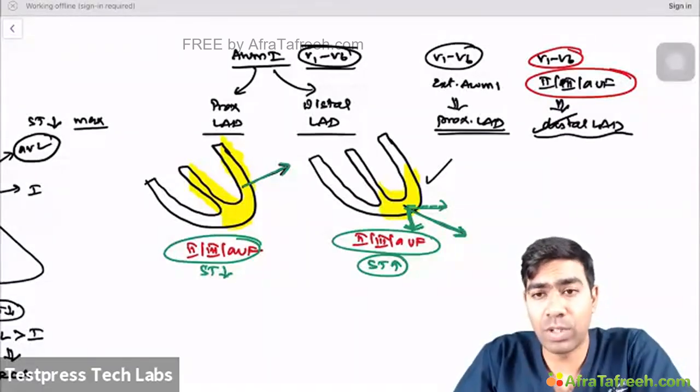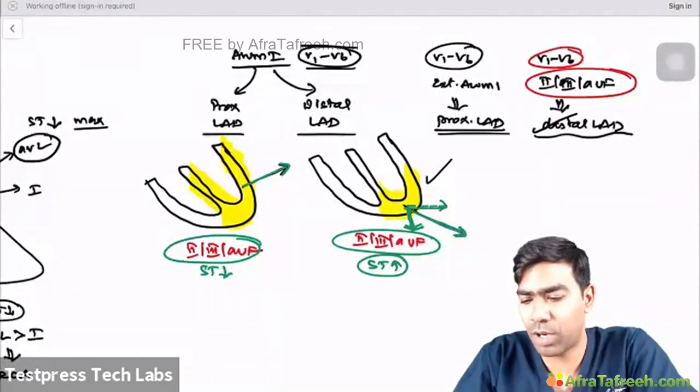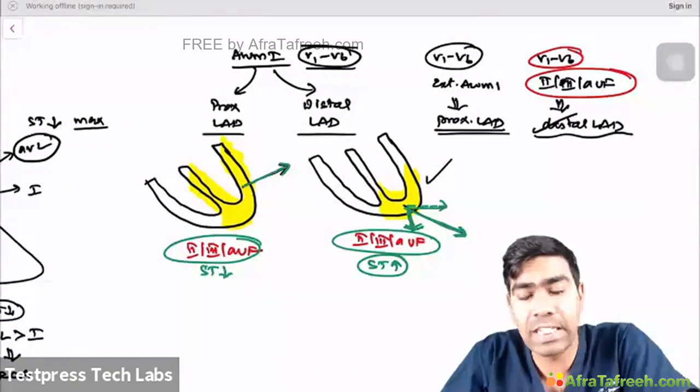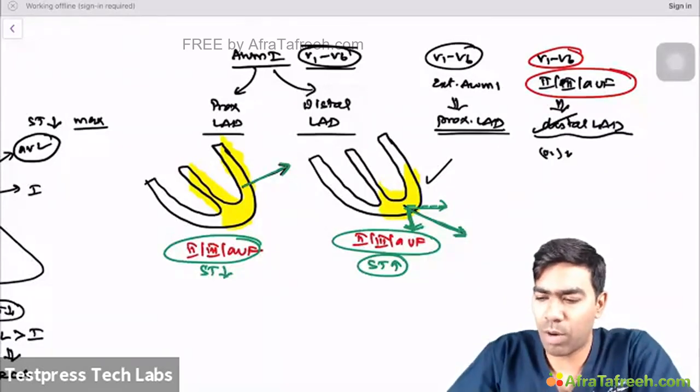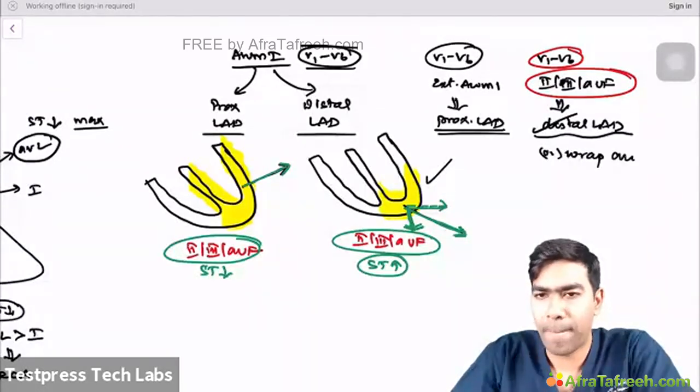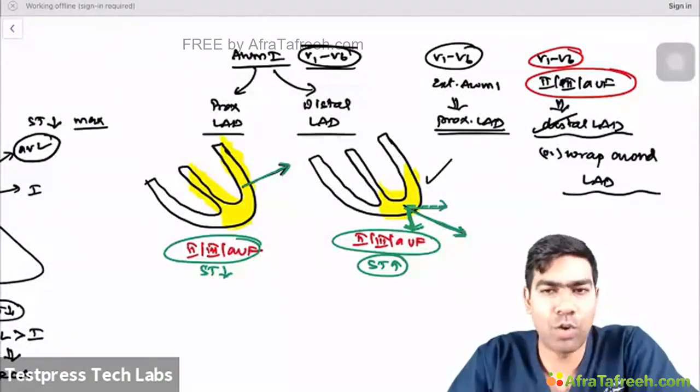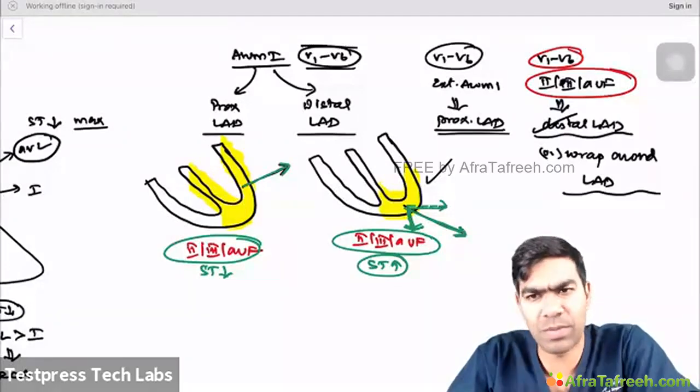And if you see it in 2, 3, aVF, not an important MCQ, but you can get an ECG. So that's why, distal LAD or probably a wraparound LAD. No, it's not difficult to pick up in the exam. I'll tell you how to pick it up. I'm going to show the ECGs in some time. It's very easy to pick up.